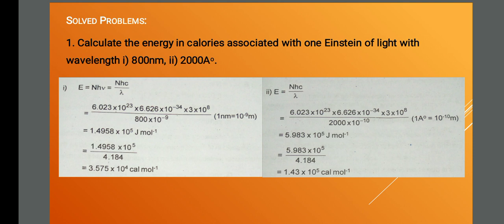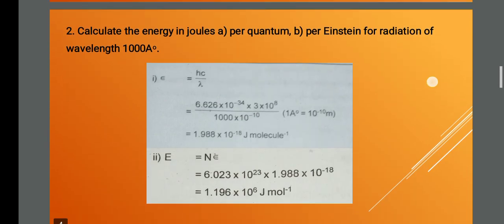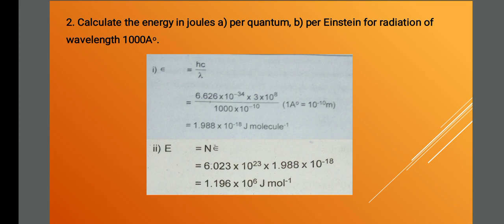Okay, I'll go with the next problem. The second problem is: calculate the energy in joules, first part per quantum, second part per Einstein, for radiation of wavelength 1000 Armstrong. So we have to calculate the energy in joules for both quantum and Einstein, and the wavelength is given as 1000 Armstrong. First we can see the formula for energy in quantum.